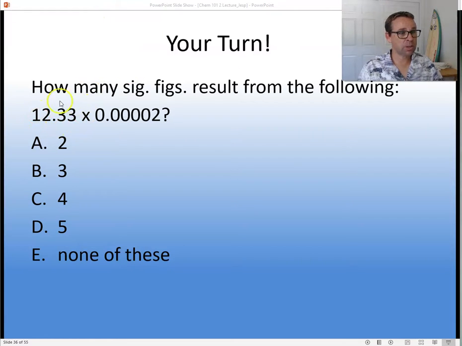How many significant figures does this number have right here, the 12.33? 4. Very good. Now this one's a little tricky, 0.00002. How many significant digits?